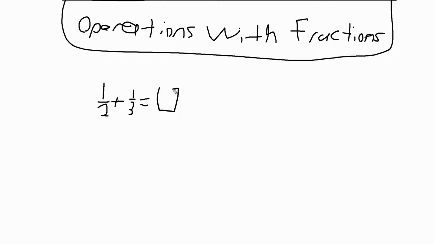So here we go. Let's say we have a problem 1/2 plus 1/3, and we need to figure out what this equals. So the first step is to find a common denominator, or the least common denominator, for these two fractions. If you guys don't know what a denominator is, it's the number below the line.